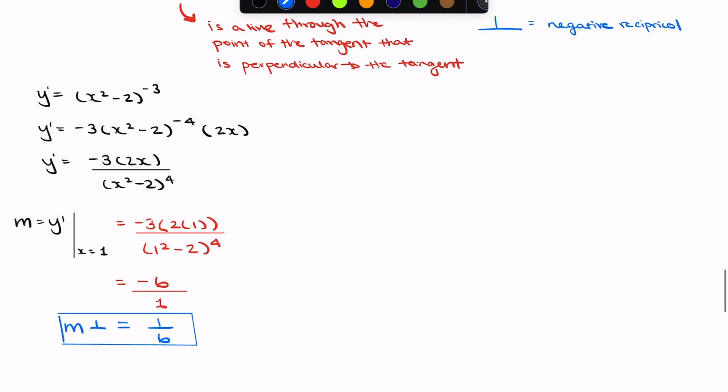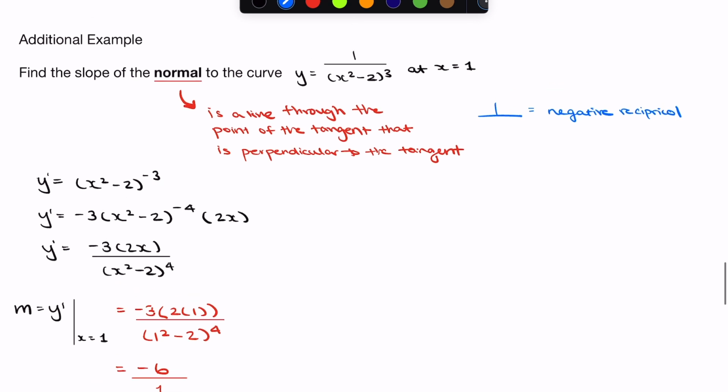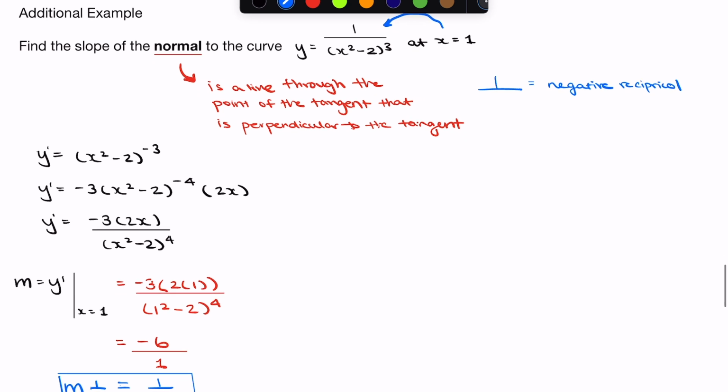And here, if we were going to try to find the equation of the normal, then we'd have to sub in x is equal to 1 back into this formula to find the y value that corresponds at x is equal to 1, and then we would sub that point into our equation y is equal to mx plus b. So just an additional example here, looking at a little bit of a different idea.